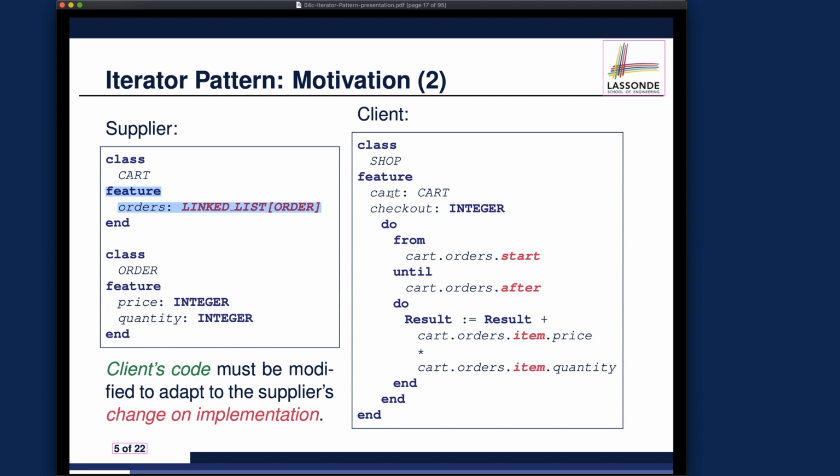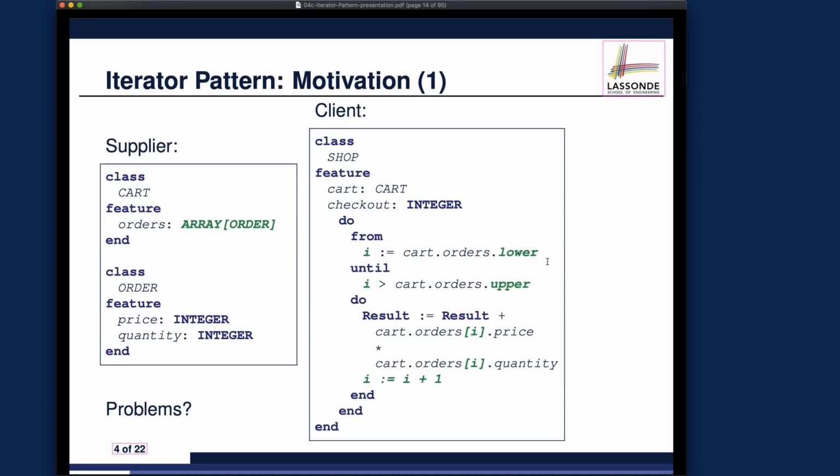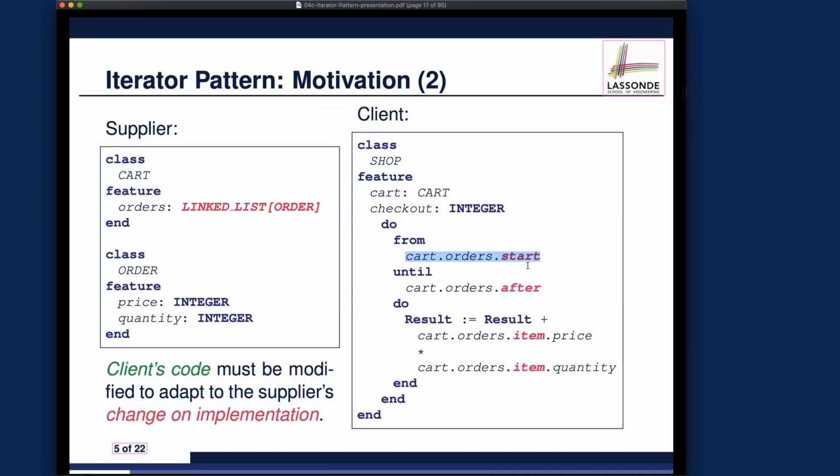Number two, you want to say from the client's point of view, rather than trying to go over the underlying orders using either linked list operation or array operation, we want to have a more generic way to actually just go over the items one by one. So that would be the motivation for the iterator pattern.